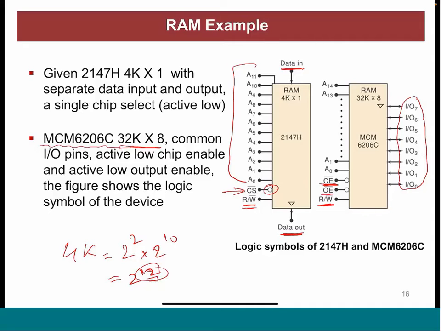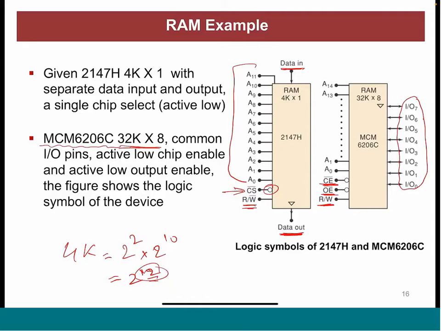So you can even disable the output. If this one is disabled, you can just write, you cannot read. The output is disabled. So it has an extra control line.